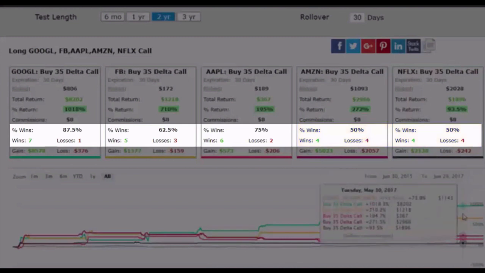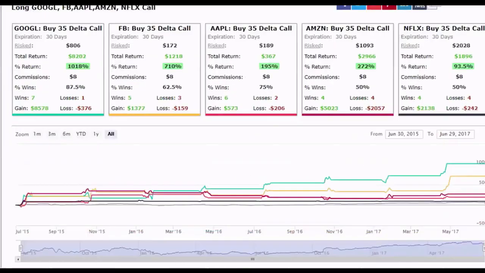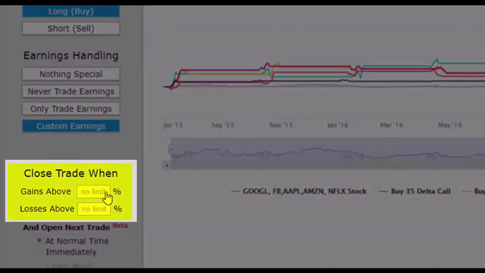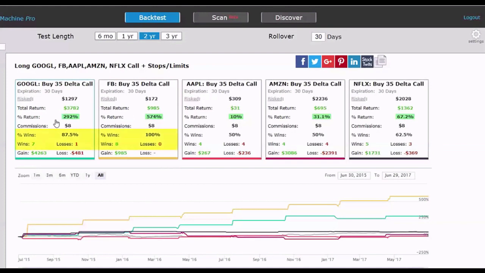But a good trade turns into a great trade only after we do risk control. So let's drop a tight stop on these calls and also a tight limit. We'll go down to the close trade when section. We will close these long calls if they go up by 30% in a 2-week period. And we'll also close them if they go down by 30% in a 2-week period. All of a sudden, the trade is clearly in Alphabet and Facebook, not Apple, Netflix, or Amazon. So let's focus on those two.